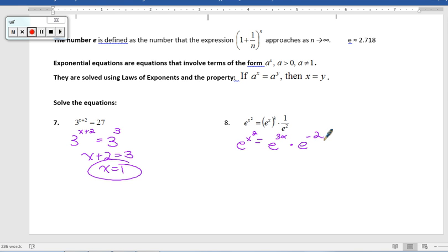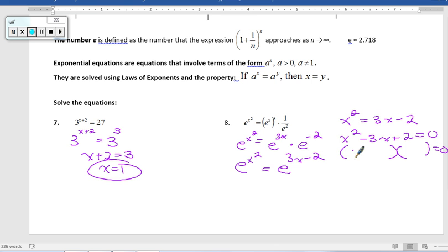Now we have 2 powers being multiplied. And when we multiply our powers, we add our exponents. This is going to be e to the 3x minus 2. Now that we have a common base of e, we can set the exponents equal to each other to solve. This is looking like a quadratic, so we want to set everything equal to 0. This is factorable. So we can have minus 2, minus 1. So we get x is equal to 2 and x is equal to 1.